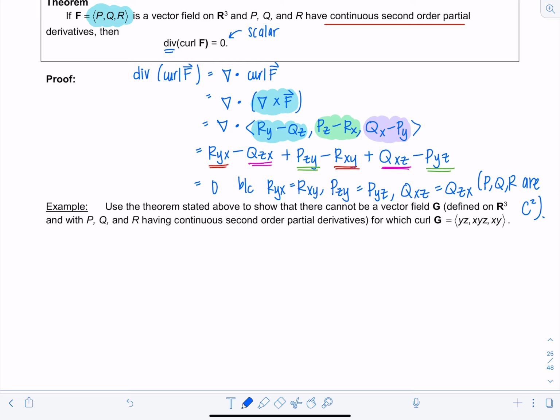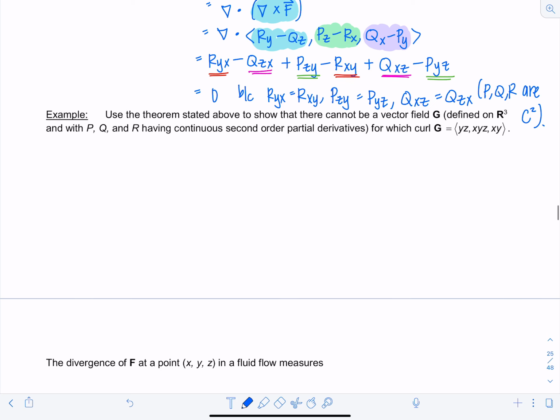Good. Well, let's see how we can apply it. Use the theorem stated above to show that there cannot be a vector field G defined on R3 with P, Q, and R having continuous second order partial derivatives for which the curl of G is the following: YZ, XYZ, and XY. Well, they're telling me to use the theorem above. And the theorem above tells me that the divergence of the curl of some vector field is going to be 0, as long as it satisfies all the necessary conditions. So let's go ahead and take the divergence of, this is already the curl, right? This is not the vector field. They're giving me the curl of the vector field.